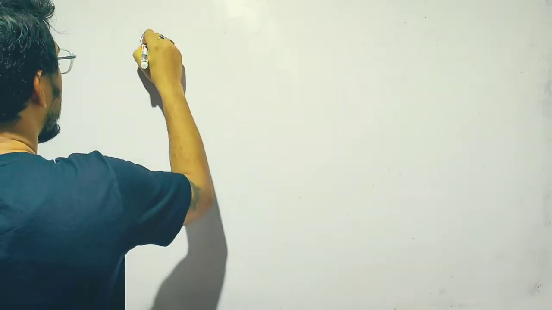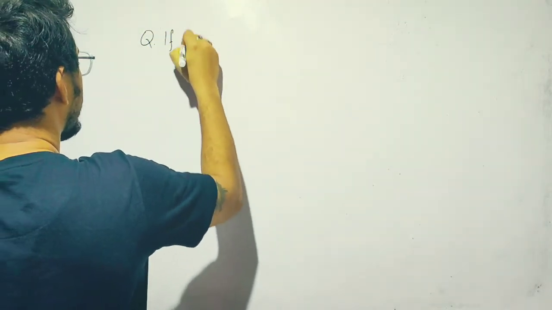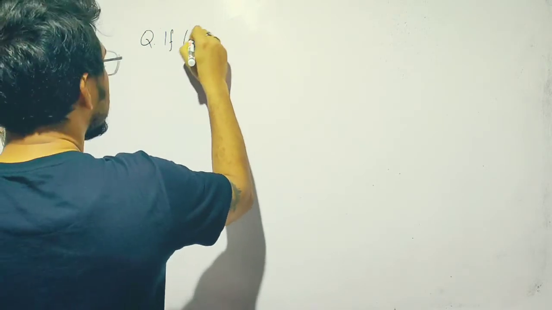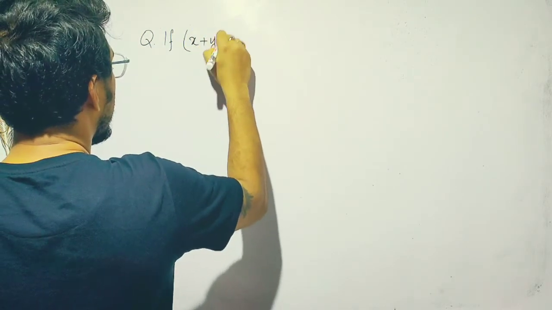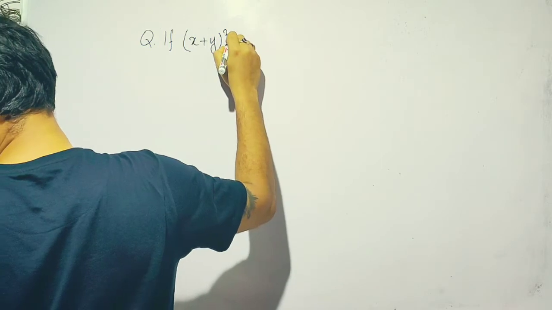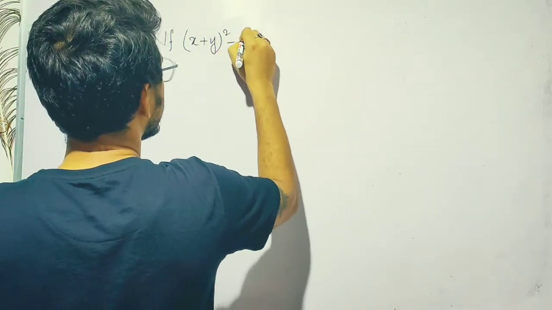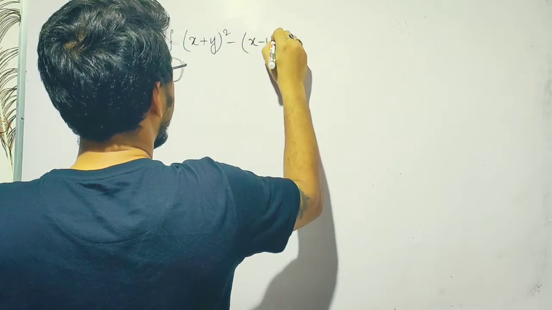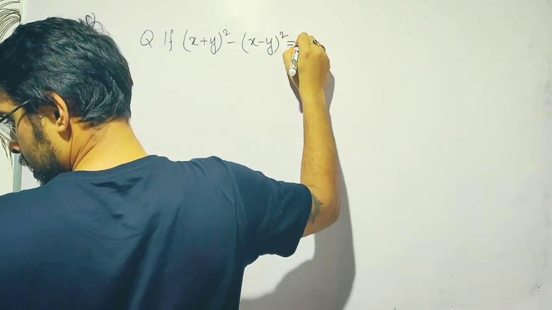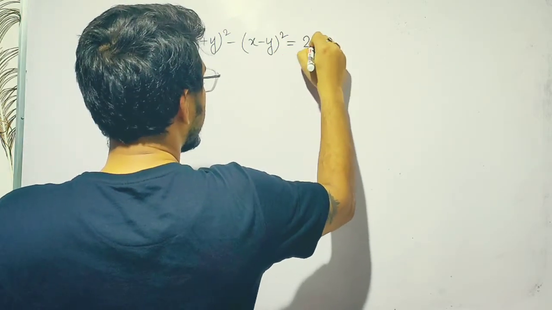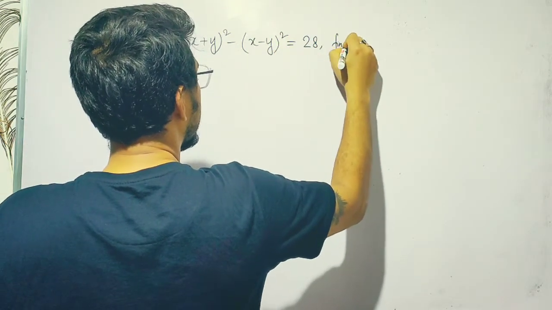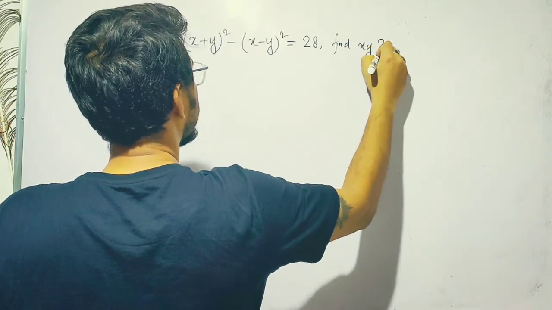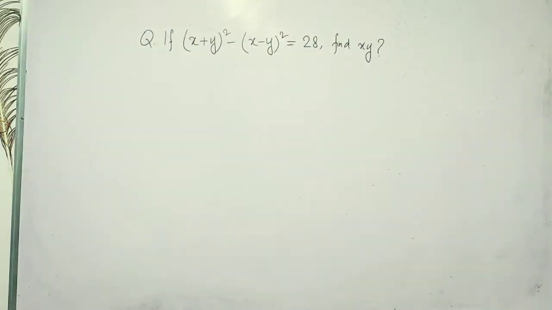So let us take a question. If (x + y) whole square minus (x - y) whole square equals 28, find xy. Please note down the question.